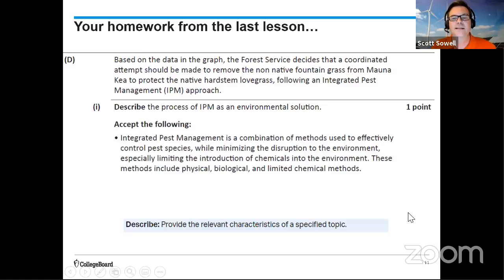Integrated pest management is a combination of methods used to effectively control pest species while minimizing the disruption to the environment. I think that's a nice point there, especially limiting the introduction of chemicals into the environment. These methods include physical, biological, and limited chemical. Remember, a characteristic of IPM is not that we do not use pesticides, it just means that we use them in a measured way, in a limited manner.